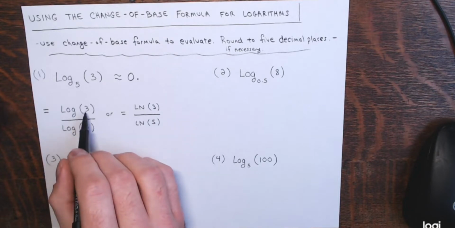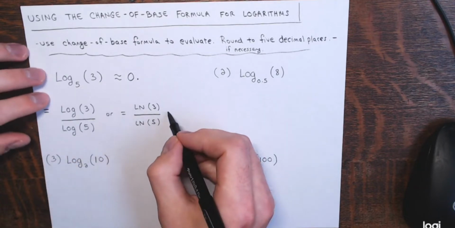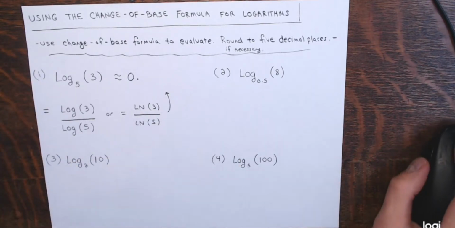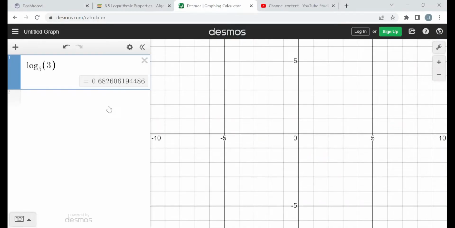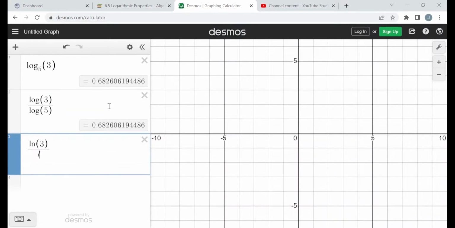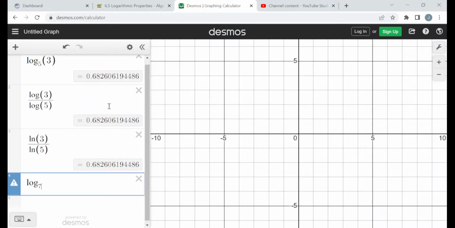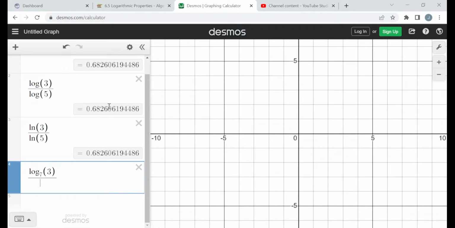As long as the input in the numerator is 3 and the input in the denominator log is 5, you'll get the same value. I'll show you, it doesn't matter which one you do. Log base 10 of 3 divided by the log base 10 of the original base, 5, is the same value. Or natural log of 3 divided by the natural log of the original base, same value. I can change it to any base I want. Log base 7 of 3 divided by the log base 7 of 5, the original base. It's the same value every single time.